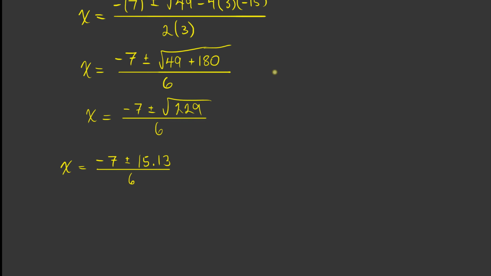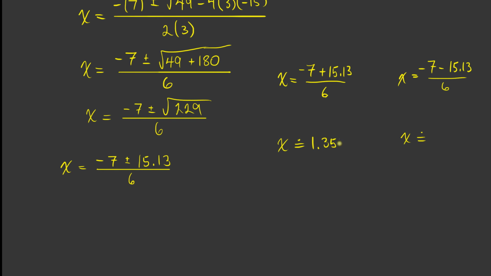And that means we've got our 2 zeros. I'll just do that up here. We know that x is going to be negative 7 plus 15.13 divided by 6, or x is going to be equal to negative 7 minus that same value divided by 6. And those final values are approximately 1.355 and negative 3.688. Now what does that mean?